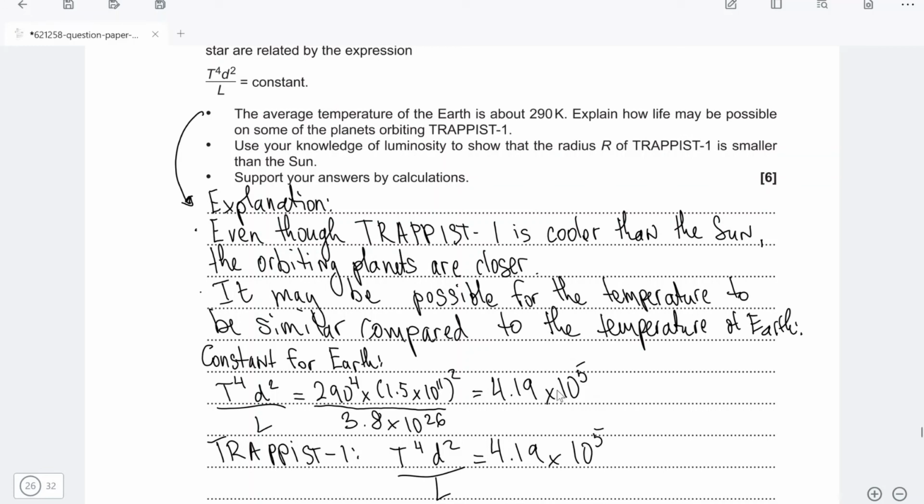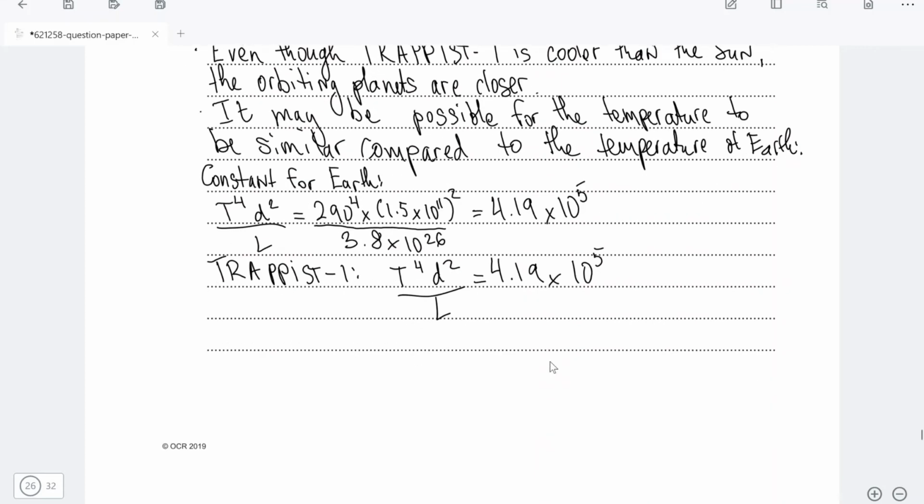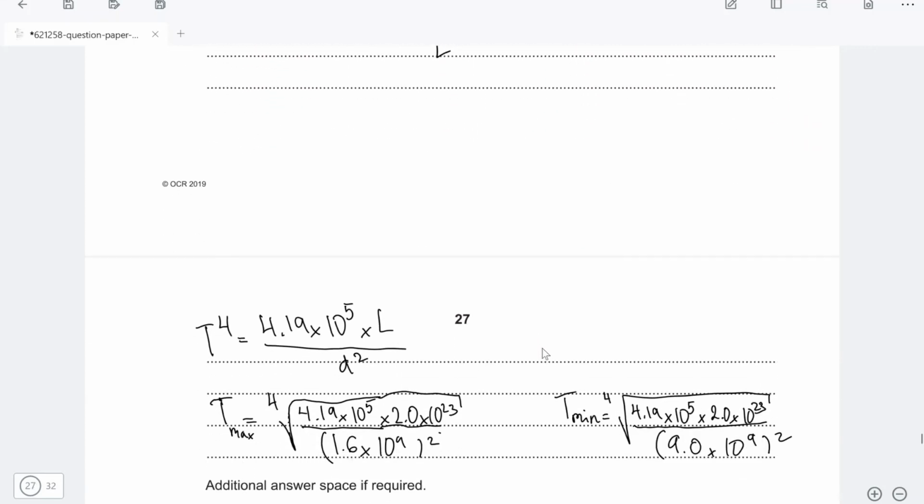Now this will allow us to calculate the temperature for the various planets in the TRAPPIST-1 system, because we can use the same equation, T to the power of 4 d squared divided by L is equal to 4.19 times 10 to the power of 5, because this constant will be the same for the two planets. We're given the luminosity of TRAPPIST-1, we're looking for the temperature, and we're given two distances. The distance can vary between 1.6 and 9 times 10 to the power of 9. Because of that, we can calculate two different values for a maximum temperature and a minimum temperature.